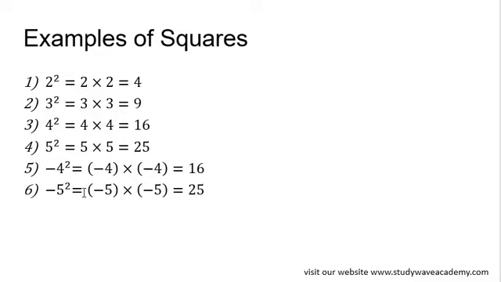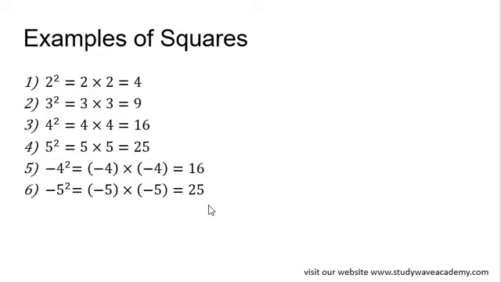Now we know what we mean by squares. It's when you multiply a number by itself, and we have done that. We have done 2 raised to power 2, or 2 squared, 3 raised to power 2, like that, till we got to minus 5 raised to power 2, which we did also. So I hope you understood this lesson of squares.